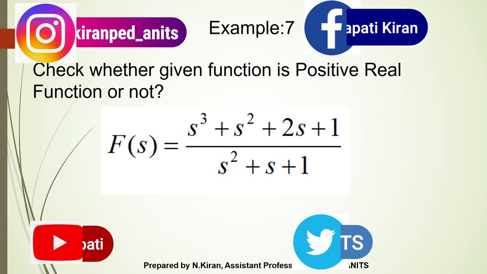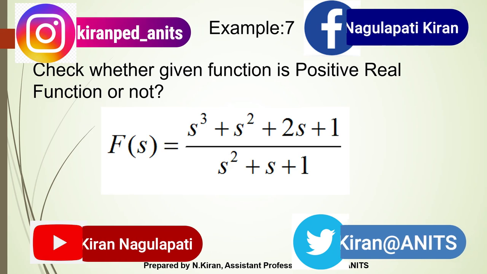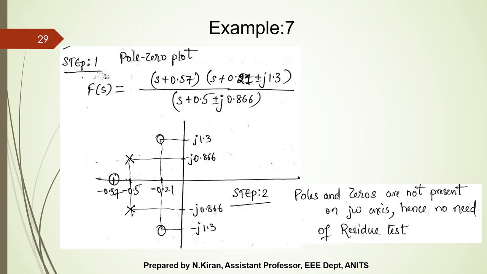Seventh example, s cube plus s square plus 2s plus 1 divided by s square plus s plus 1. If I find the roots and plot the pole-zero plot, all the poles and zeros are on the left half of the S-plane. So the first condition is satisfied. Since I don't have any poles or zeros on the j omega axis, there is no need for the residue test.